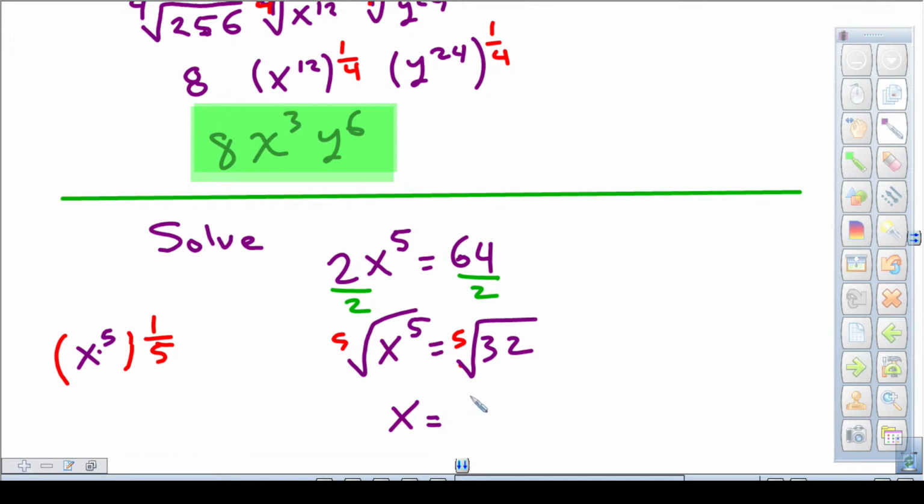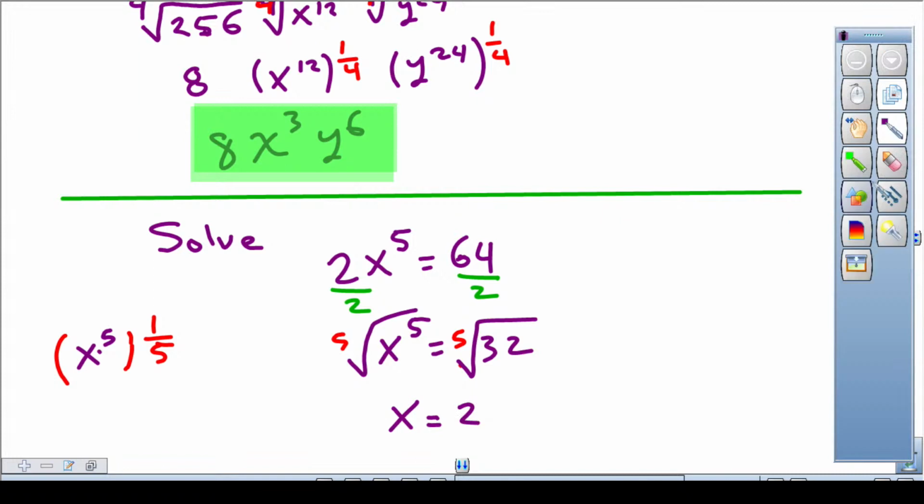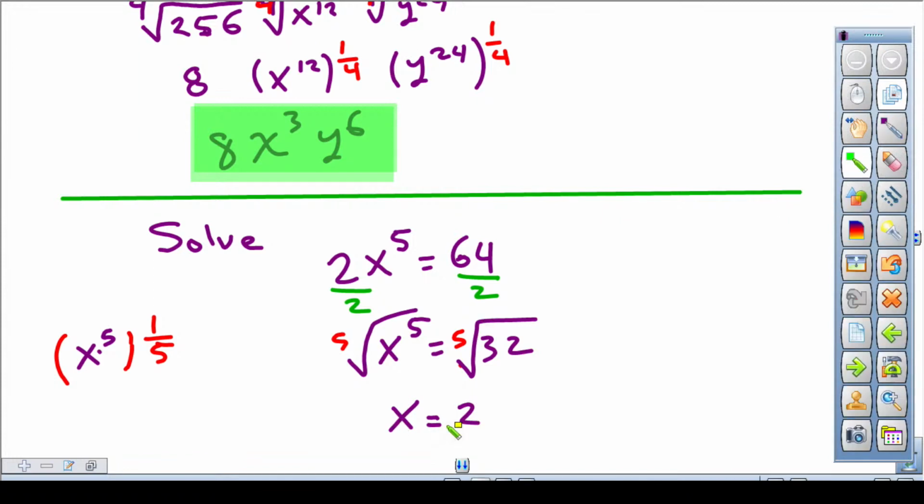That's why. And now the question is, what is the number that is multiplied by itself 5 times that gives you 32? What could that number be? That number came up more than once today. What could that number be? The number by itself 5 times that could give us this good looking answer here. x equals 2 is the answer to this problem.